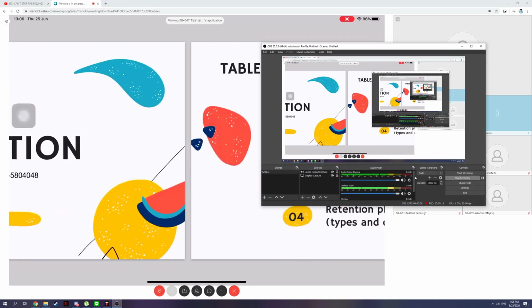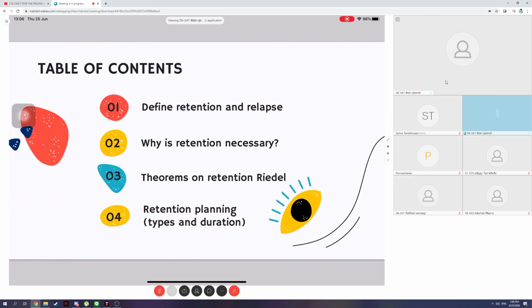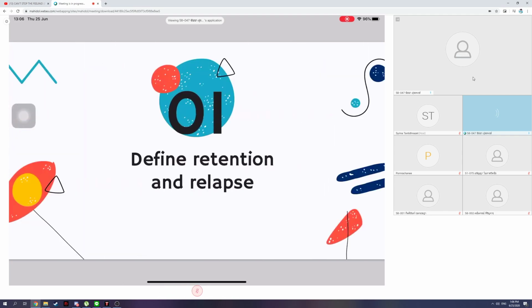So this is the outline of content. First one, define retention and relapse. Second one, why is retention necessary? The third one, rhythm of retention relapse. And the last one, retention planning, types and duration. So first, let's talk about define retention and relapse.